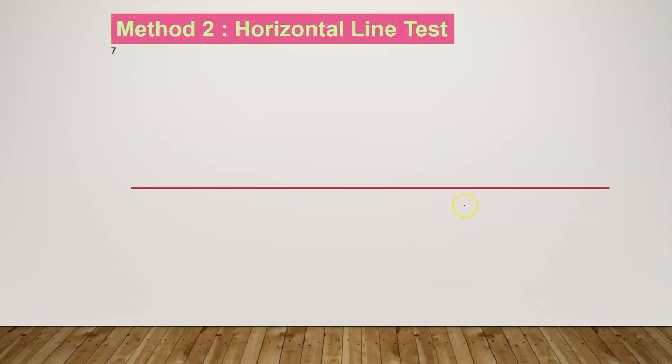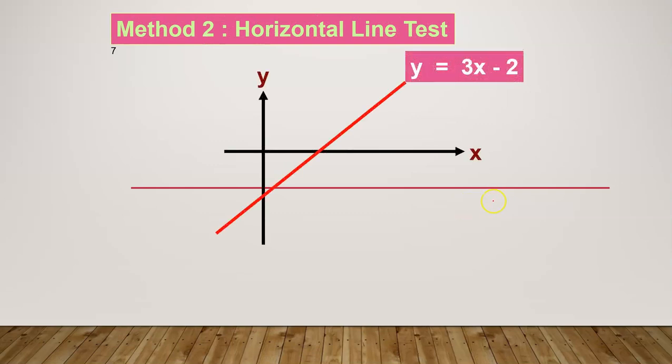If you're using the second method, this is a straight line, right? We are using the same equation, y equals 3x minus 2, where the domain is all real numbers. If you are using the horizontal line test, you will draw a horizontal line y equals k. k is any number, k is an integer.